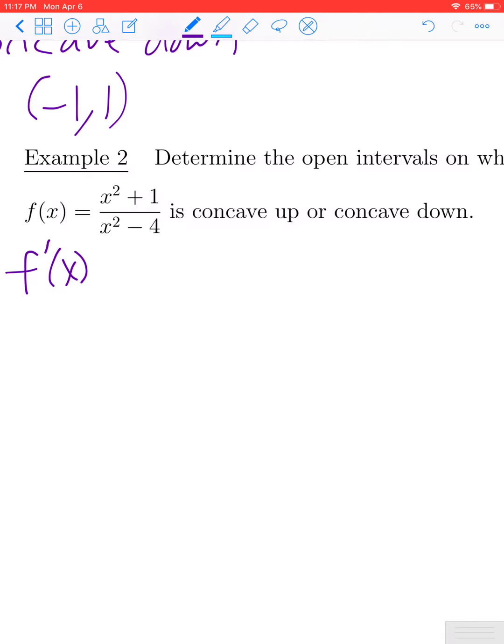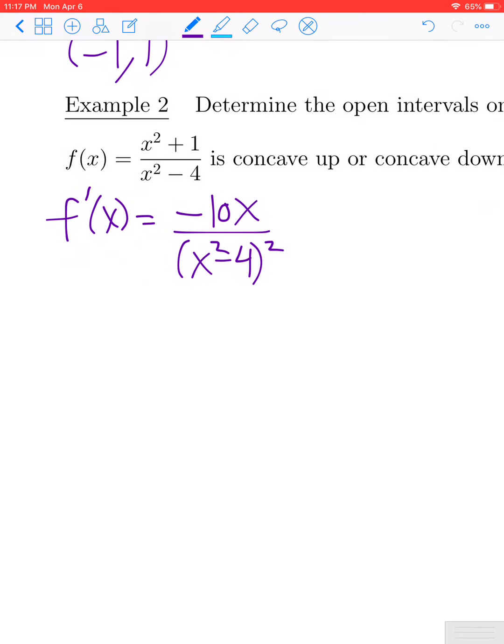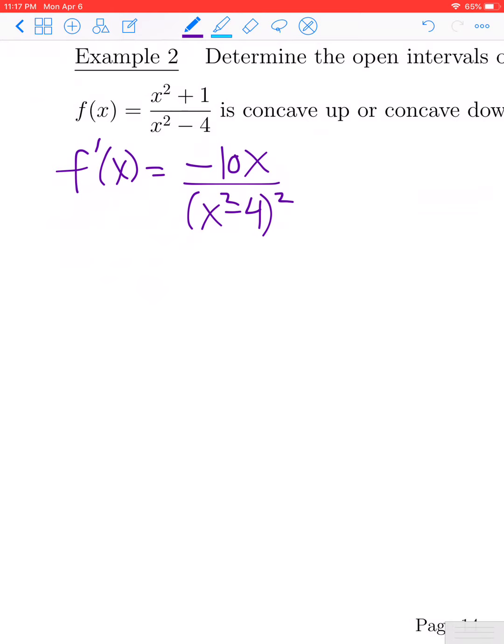We want to find f prime of x. That would require the use of the quotient rule on this one, because we have a quotient. I'm not going to show all of the algebra involved, but if you perform the quotient rule, the simplified version for f prime of x should work out to be negative 10x divided by x squared minus 4, squared. So that's the first derivative via the quotient rule.